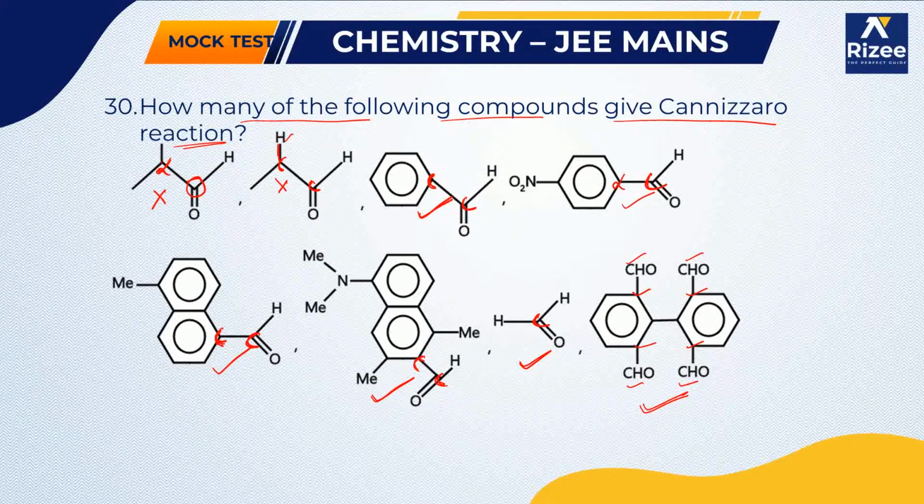Total how many? 1, 2, 3, 4, 5 and 6. So total 6 molecules can show the Cannizzaro reaction. So our answer is 6.